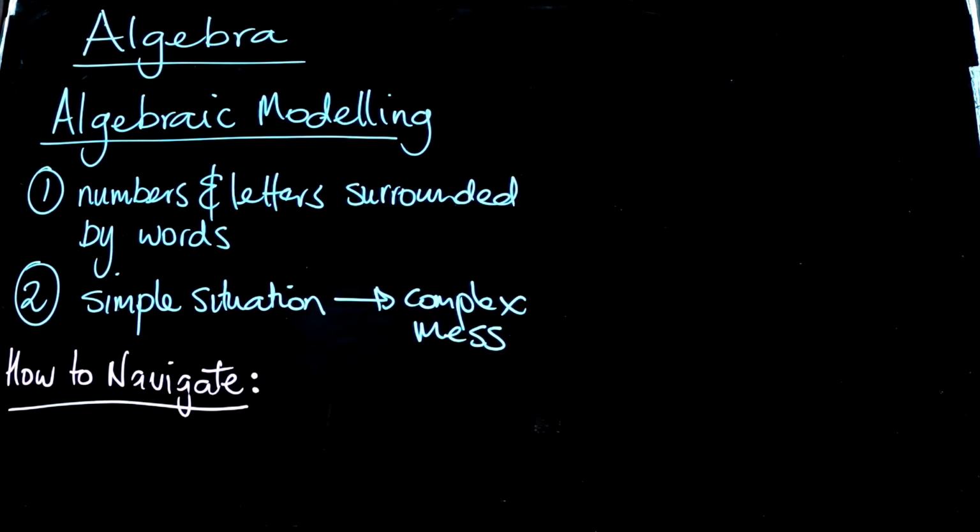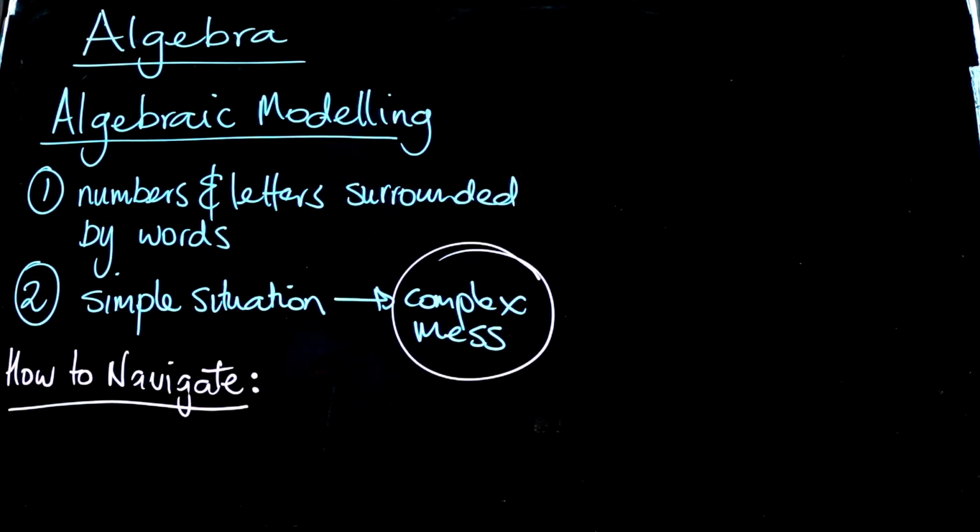The other thing that I'm really critical of is they're often really simple situations that we're applying algebra to, and I know we're trying to make algebra and life relatable, but somehow it seems to me it turns into a complex mess of one description or another. So what I want you to do is learn how to navigate these textbook questions.